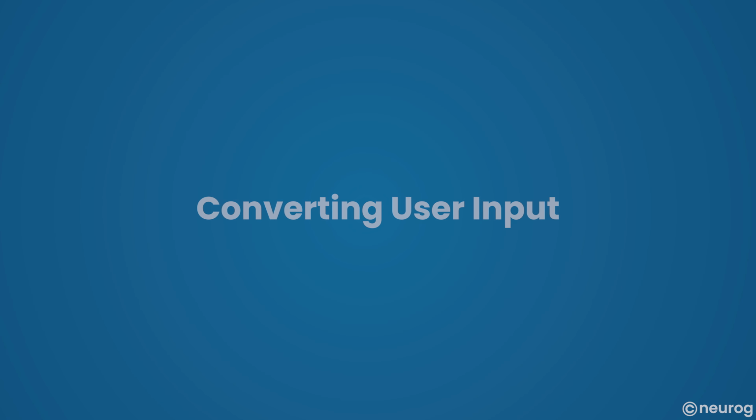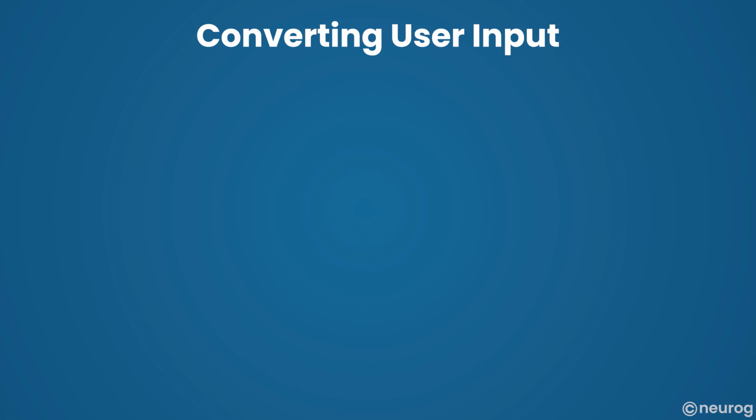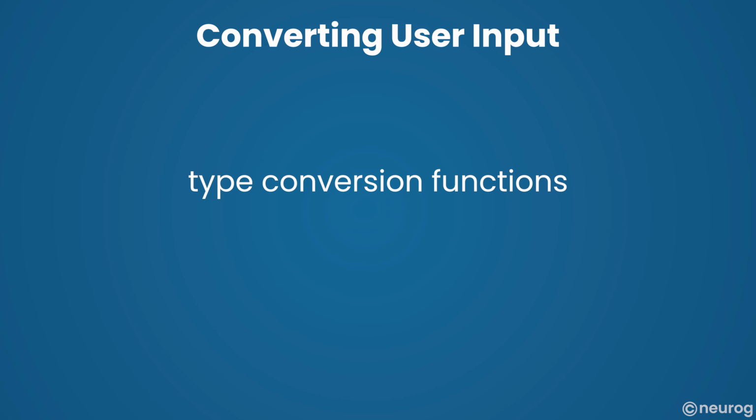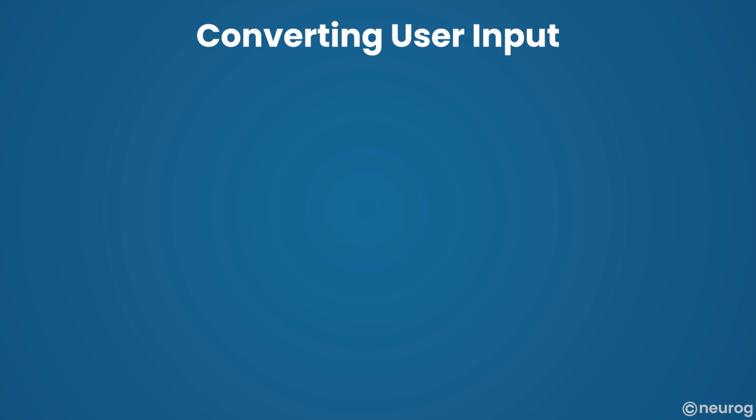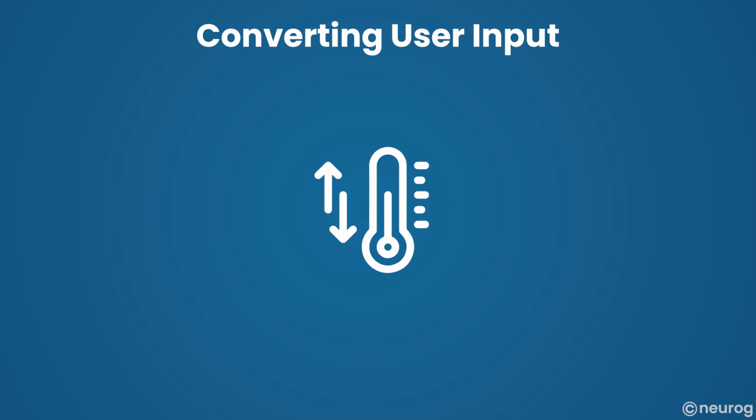User input is typically in the form of strings, but you may need to convert it to other data types. You can use type conversion functions like int, float, or bool to convert input. Think of a temperature converter. You take input in Fahrenheit, but you need to convert it to Celsius.